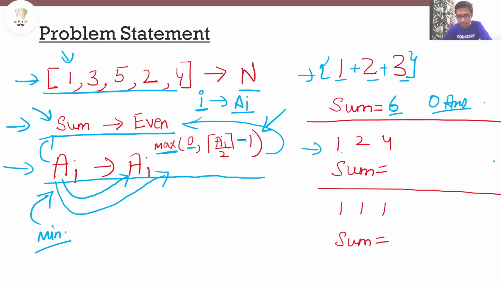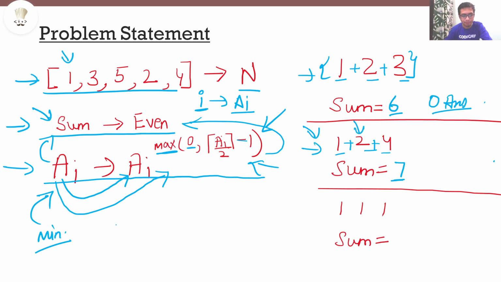For the second case, we have 1, 2 and 4. On adding them, I'll get 1 plus 2 plus 4, which is 7. Hence, we have to perform an operation on this array because initially the sum is not even. So I'll simply select an element from this array and perform this operation on that element. Let's say I chose 2.